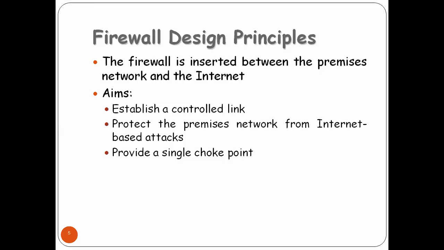So how are we going to plan? For example, we are going to access the network. Maybe one server system will be there, and the server system may have a firewall. There we are going to give a list of which things we can access here, and which things we are not going to access. Then the aim is to establish a controlled link, and protect the premises of the network from internet-based attacks.